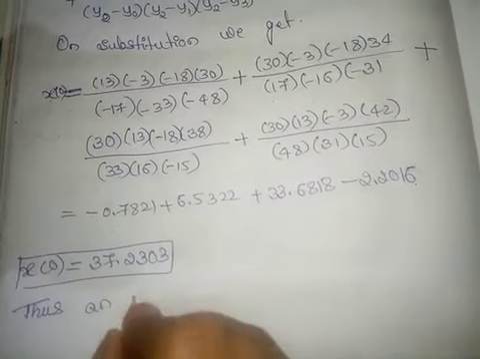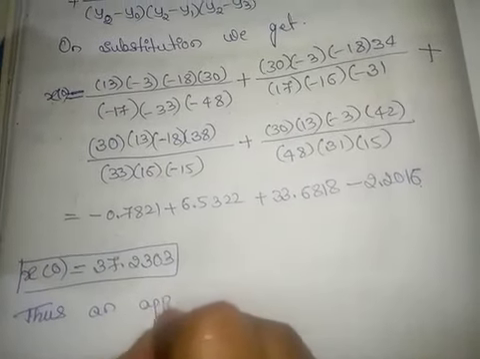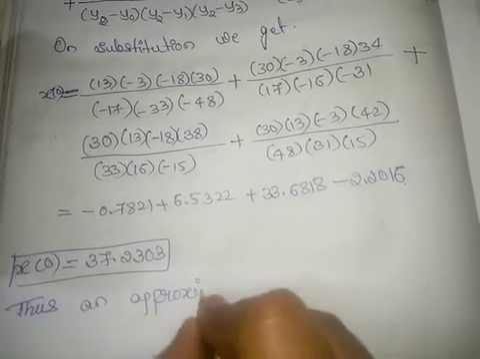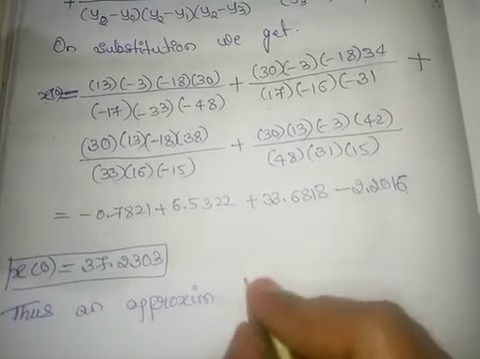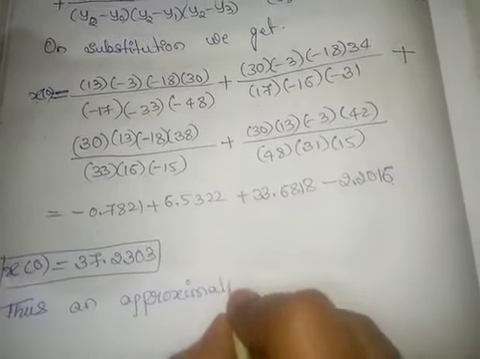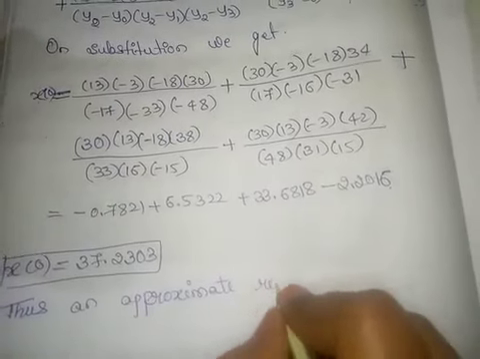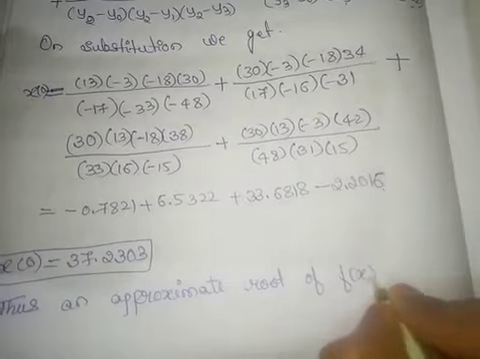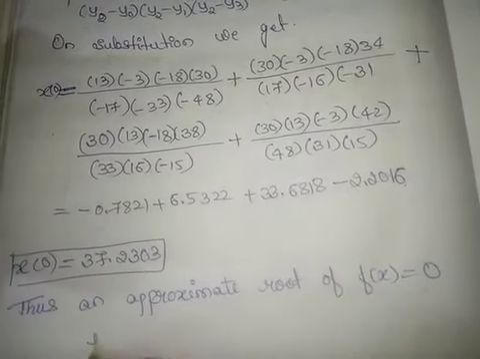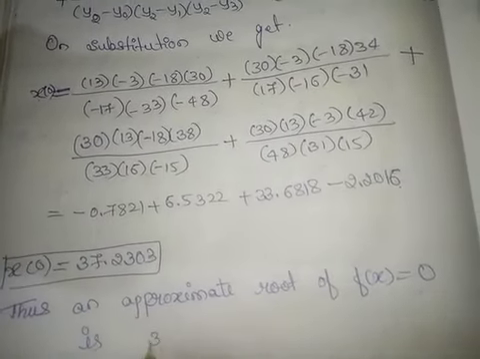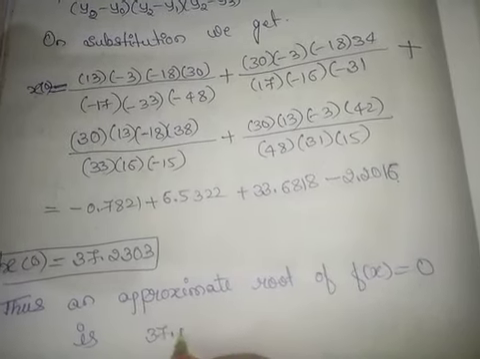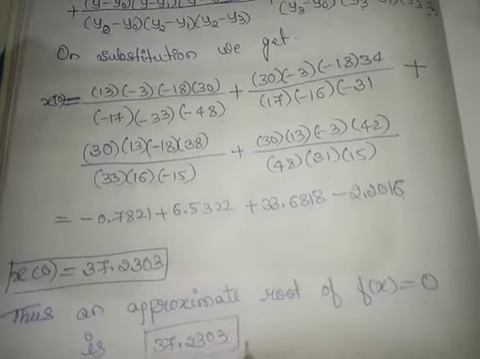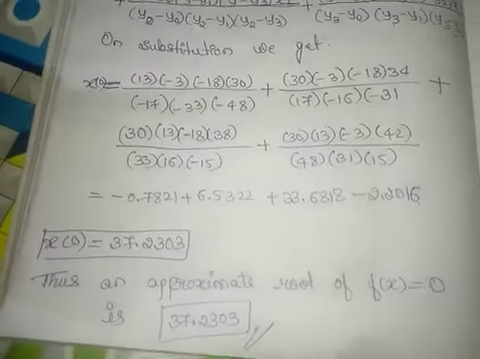Thus, the approximate root of f of x is equal to 0 is 37.2303. Next example.